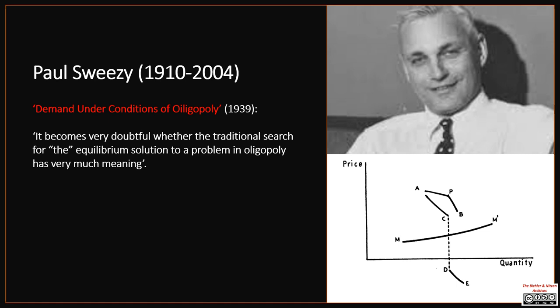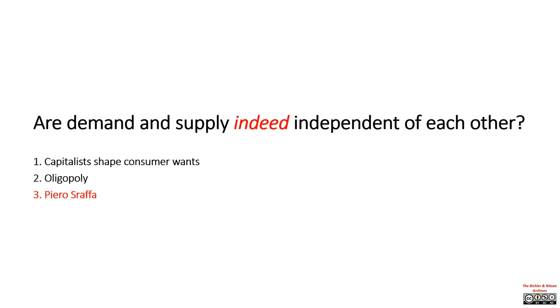And this perhaps is why Paul Sweezy in the 1930s, in his paper on the kinked demand curve, said that it becomes very doubtful whether the traditional search for the equilibrium solution to a problem in oligopoly has very much meaning. And since oligopolies rule capitalism, it means that demand tends to depend on supply, even if we ignore the brainwashing of consumers by firms. And then there is Piero Sraffa.